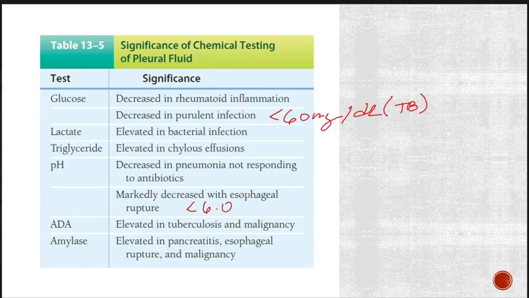ADA is elevated in tuberculosis and malignancy with a value of greater than 40 units per liter. Amylase is elevated in pancreatitis, esophageal rupture, and malignancy.